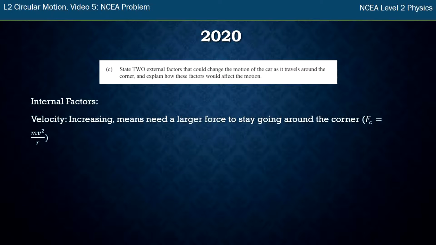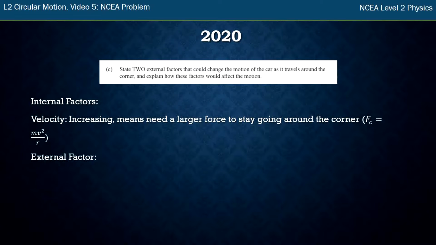So an internal factor could be changing the speed of the car. Increasing it means we're going around the corner faster. We'd need a larger force to stay going around that corner. But they're not asking for that, I just thought I'd put it down so you know what an internal factor is. External is something other than the car.